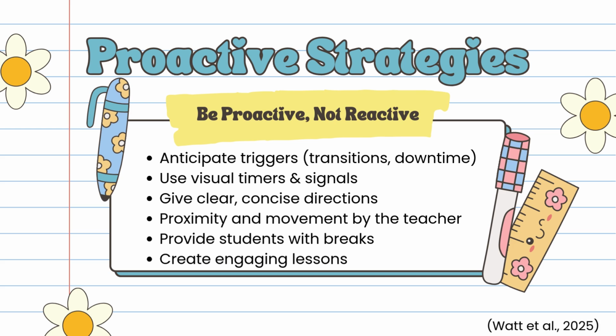Next, we're going to talk about proactive strategies. Proactive strategies are about preventing problems before they start. We want to be proactive, not reactive. We can anticipate tricky times like transitions or downtimes and plan ahead with visual things like timers or clear directions. Moving around the room and using proximity is another simple but powerful tool. Don't forget to give your students breaks. Brain breaks are great tools for all ages. And lastly, create engaging lessons that capture your students' attention and reduce the desire to act out of boredom. Being proactive means less time correcting and more time teaching.